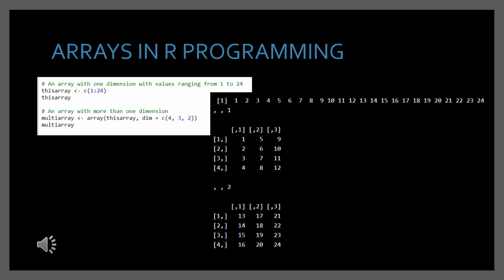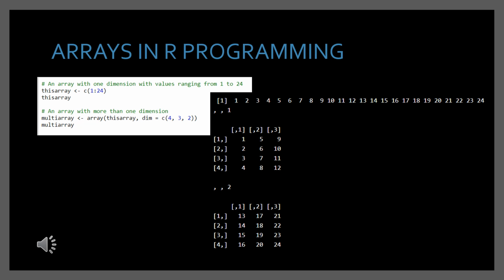The second one is an array with more than one dimension. It is a multi-dimensional array named multi-array, and the array is called like this. 1 to 24 is taken as the initial value, and the dim parameter, short for dimension, is c(4, 3, 2). So the values are listed with 4 rows and 3 columns, and each has two values to input. So we can have 10, 11, 12 as a unique output without disturbing the spaces.